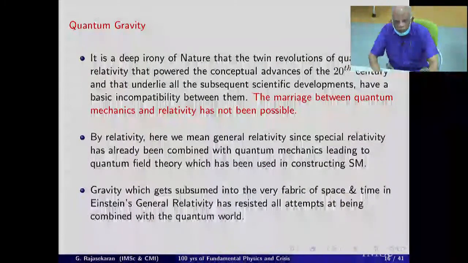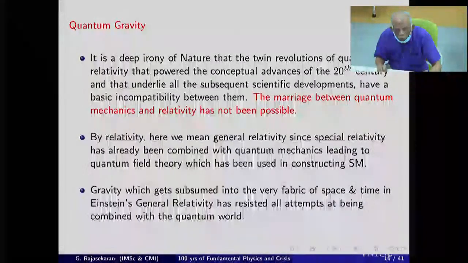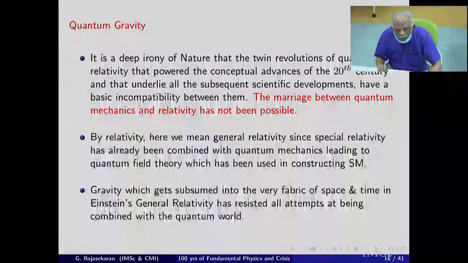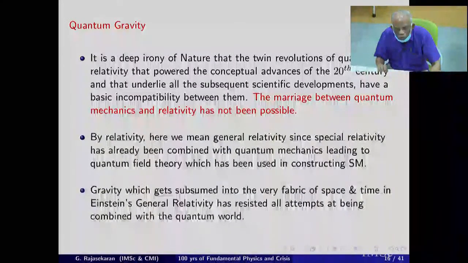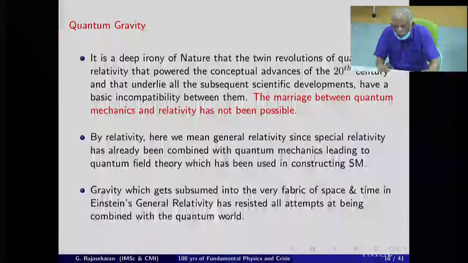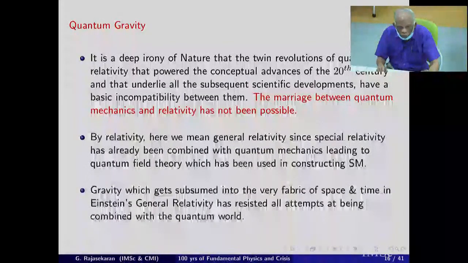It's a deep irony of nature that the twin revolutions of quantum and relativity that powered the conceptual advances of 20th century physics and that underlie all the subsequent scientific developments have a basic incompatibility between them. In other words, the marriage between quantum mechanics and relativity has not been possible. By relativity here, I mean the general theory of relativity. The special theory of relativity has already been combined with quantum mechanics, leading to quantum field theory, which has been used in constructing the standard model.